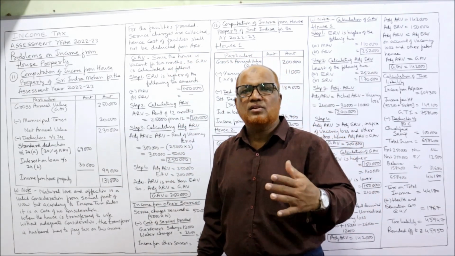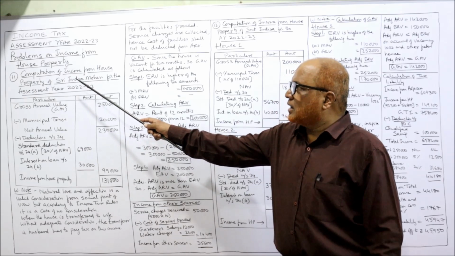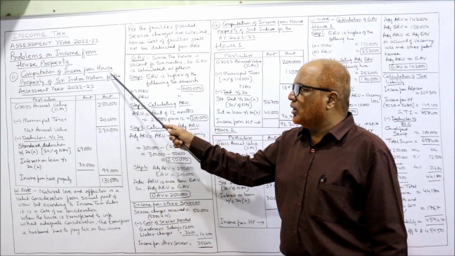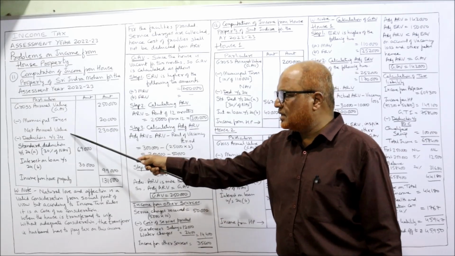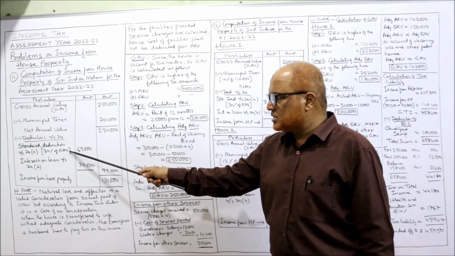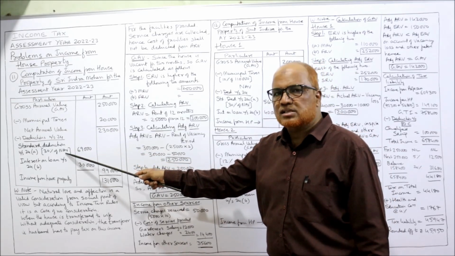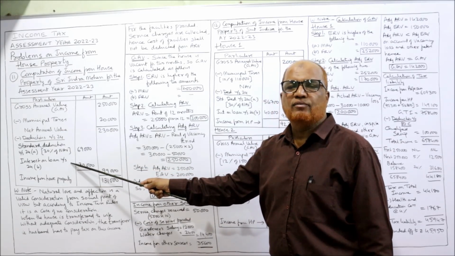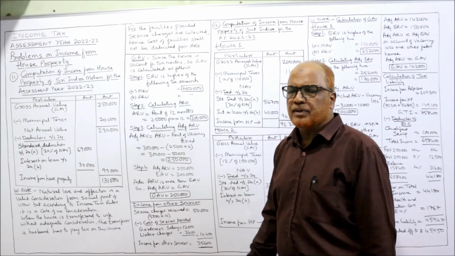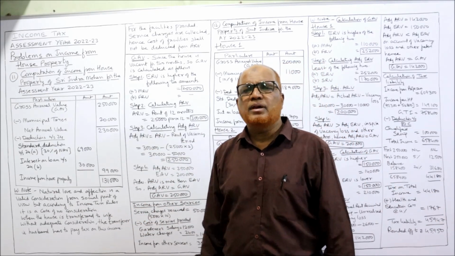Now, the answer for this question will be like this. Computation of income from house property of Sri Indra Mohan. Gross annual value, GAV, minus municipal taxes, net annual value. Deductions under section 24: standard deduction under section 24A, 30% of NAV; interest on loan taken under section 24B; income from house property. This is the format. Every problem's format remains the same.